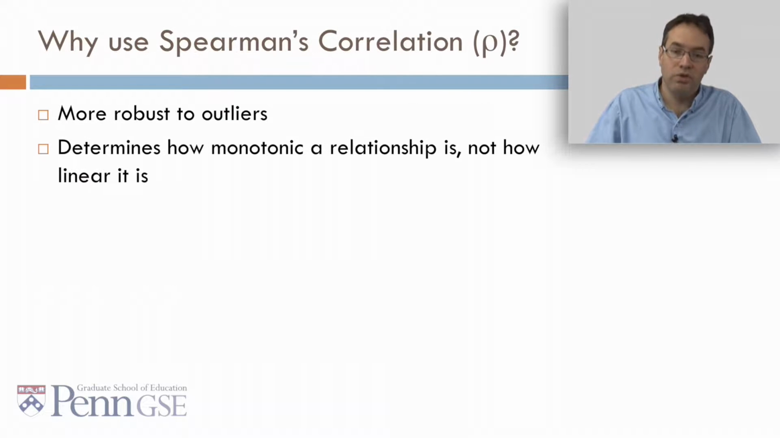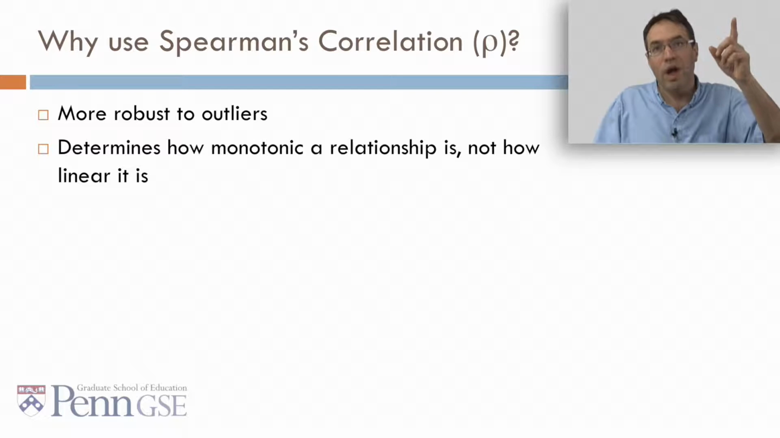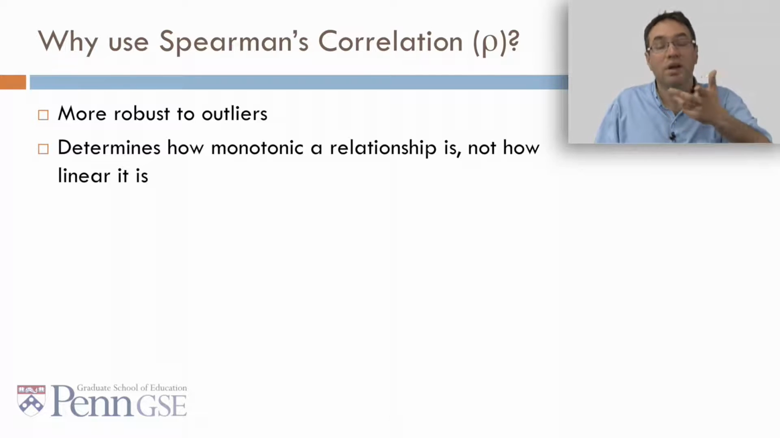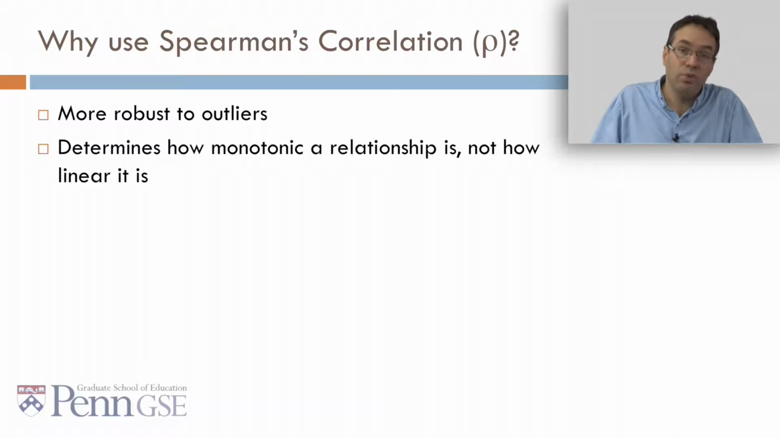So why use Spearman's correlation? Well, it's more robust to outliers than Pearson, and it determines how monotonic a relationship is, how much one going up associates with the other one going up, not how linear it is. And sometimes that's what you want instead.